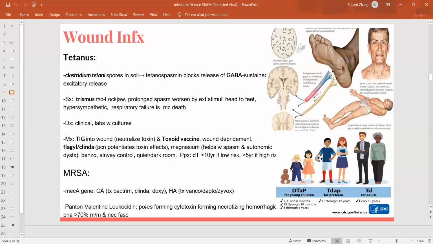How's his blood pressure? Yeah. 5, 4, 3, 2. What?